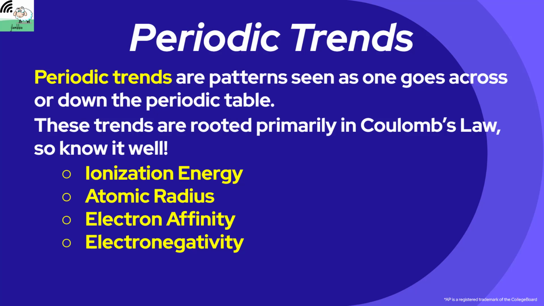However, if we're going across a period, I want you to look at the increased magnitude of the charge of the nucleus. The number of positive charges in the nucleus increases, thus making the outermost electrons more attracted to the nucleus. And that impacts each and every one of these periodic trends. So we're going to spend a little time going through each one, understanding how Coulomb's law plays a role in each of these, before finally doing a little bit of claim evidence reasoning to evaluate each of these.